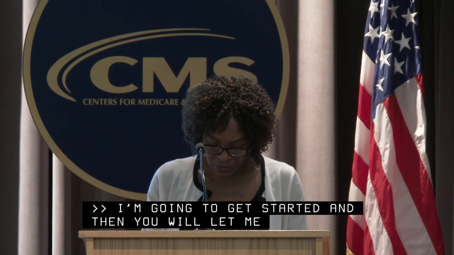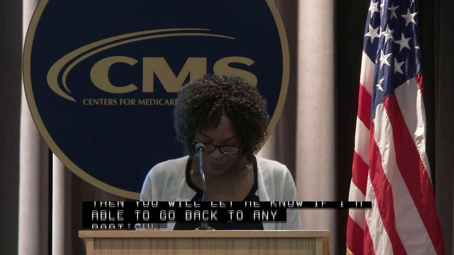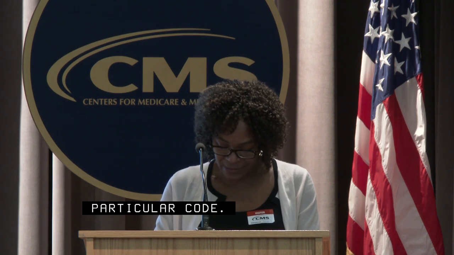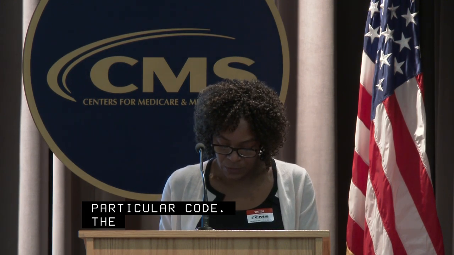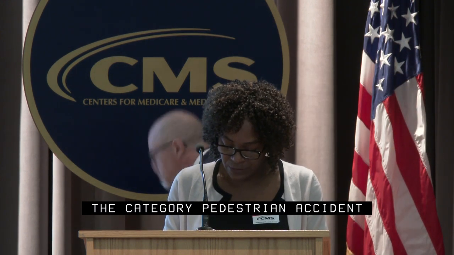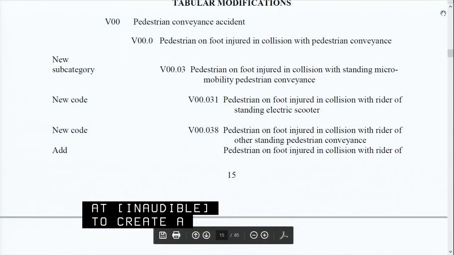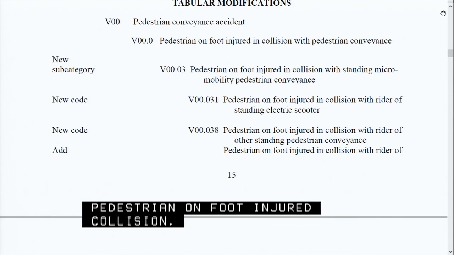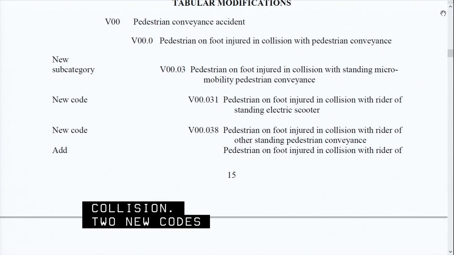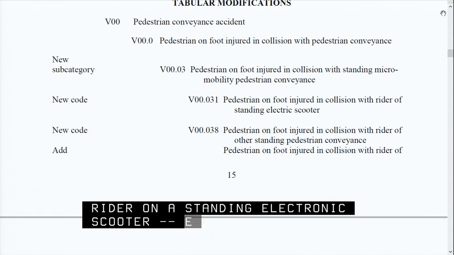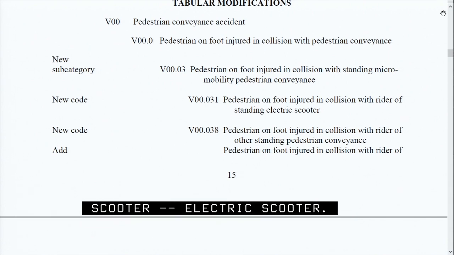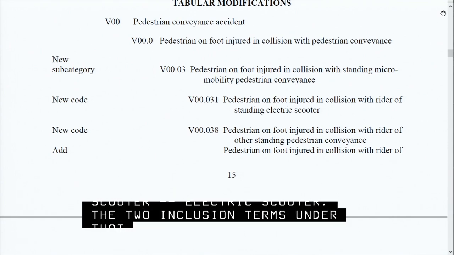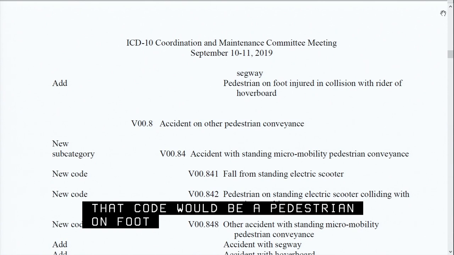So the proposed tabular modifications are at category V00, pedestrian conveyance accident, at code V00.0, to create a new subcategory V00.03, for pedestrian on foot injured in collision with standing micromobility pedestrian conveyance. Two new codes, one being for a rider on a standing electric scooter, the second new code being for pedestrian on foot injured in collision with rider of other standing pedestrian conveyance. And the two inclusion terms under that code would be pedestrian on foot injured in collision with rider of Segway, and pedestrian on foot injured in collision with rider of hoverboard.